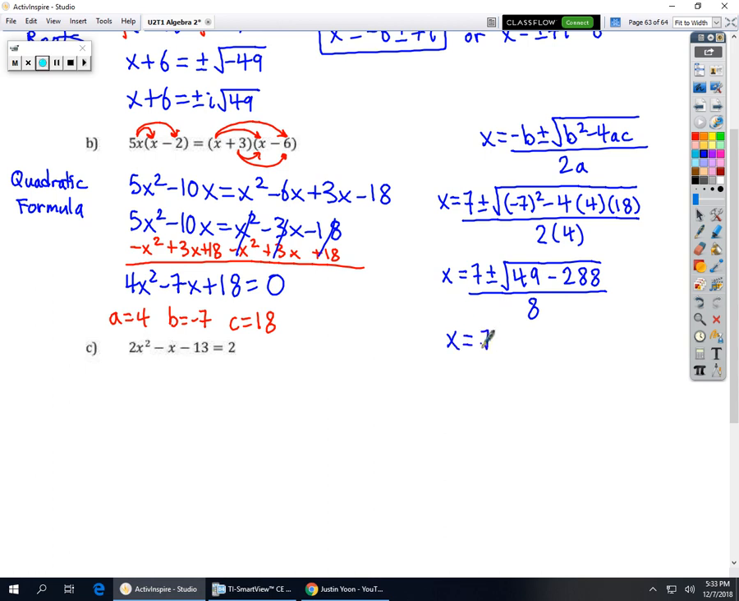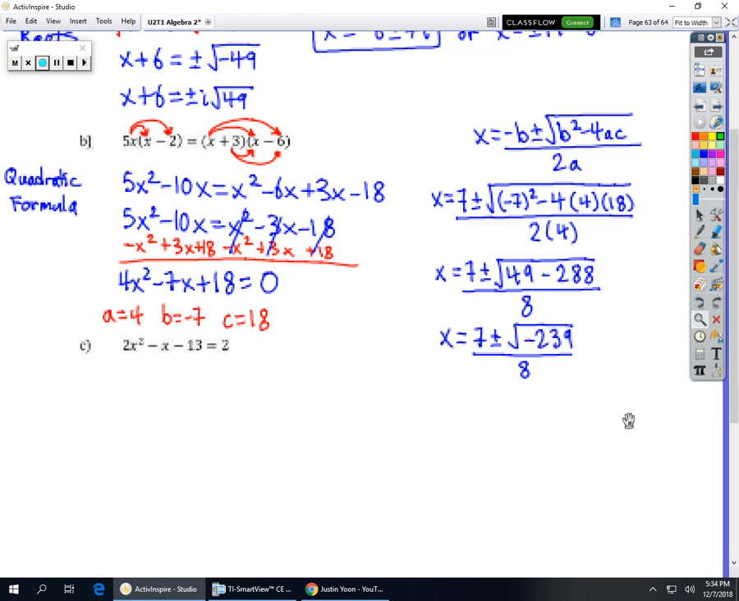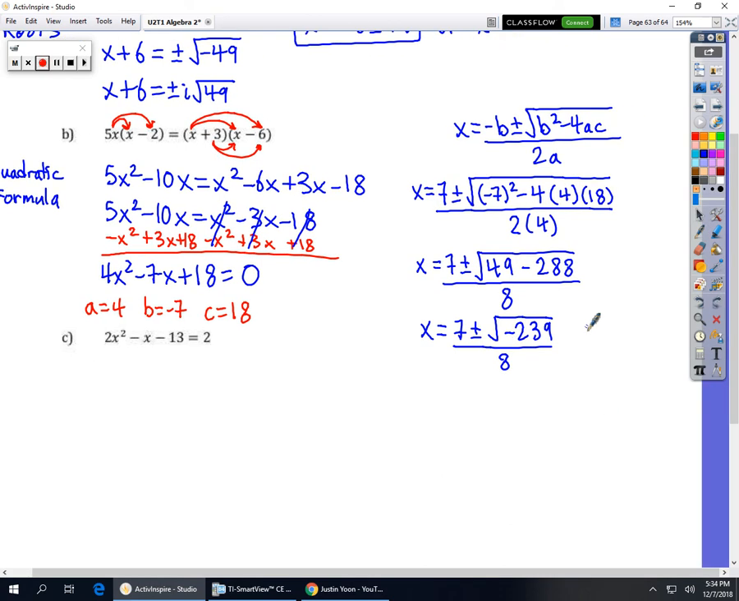x equals 7 plus or minus the square root of negative 239, divided by 8. Now, remember, you cannot have negatives in the square roots, so that is not acceptable. I need to change it up. I have a little bit of space here. So I don't want that. I want x equals 7 plus or minus i goes outside the square root, divided by 8. That is your final answer. Oof.